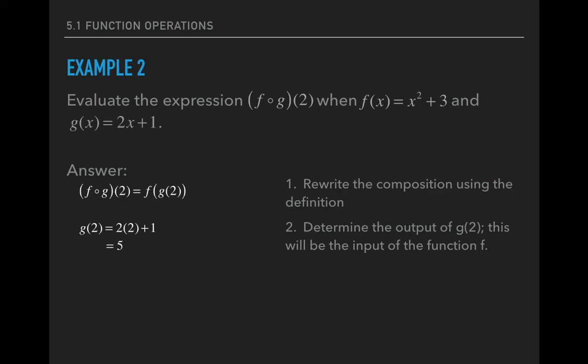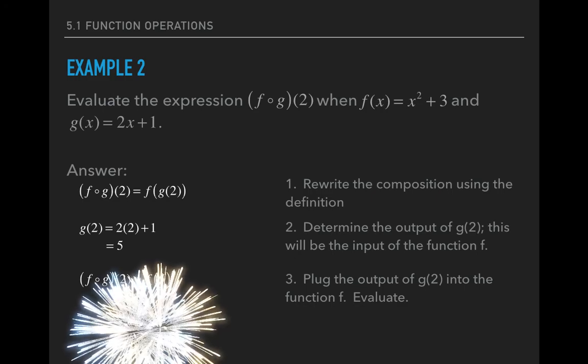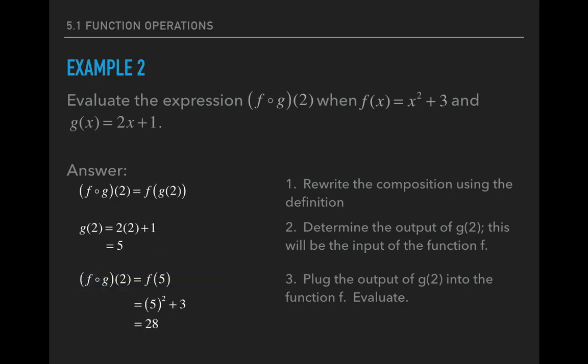Now take that value, that is going to be plugged into the function f. See, f at g of 2, we know what g of 2 is. G of 2 is 5, so plug that in to your f function, 5 squared plus 3. And that gives you 25 plus 3, which is 28. And there you have it. That is evaluating a composition of functions. Pretty cool.